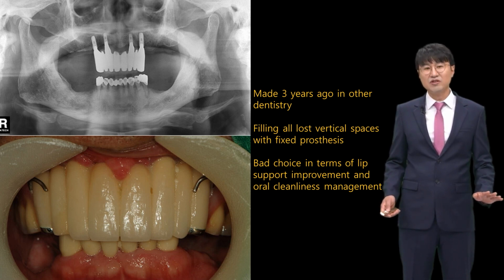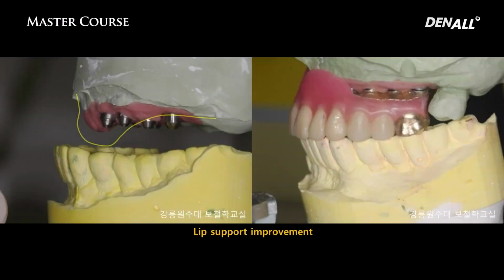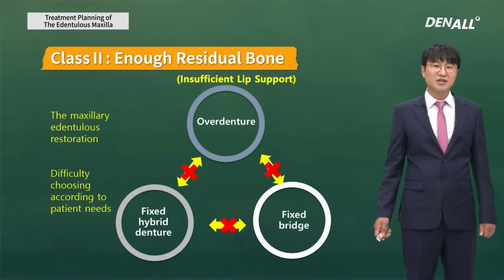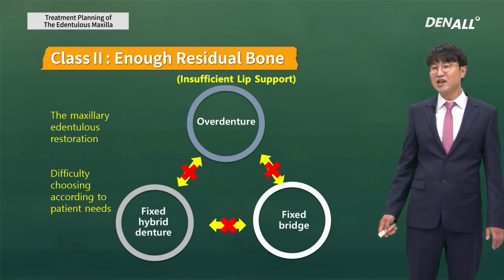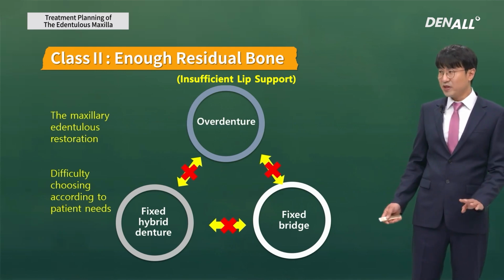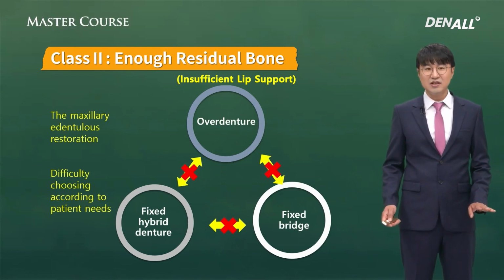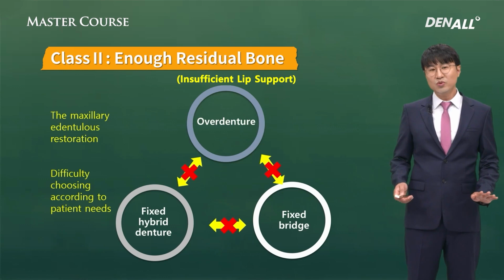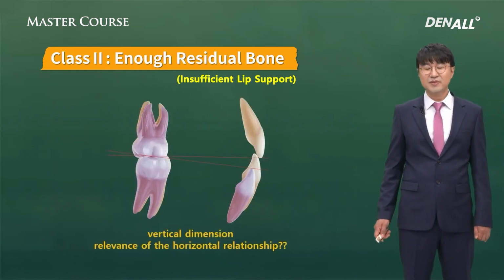So how do I restore in this case? I'm going to talk about that a bit later. If there's insufficient lip support, then a removable prosthesis can be of help. So at least on the maxillary side, what this figure means, I think you will understand: whether to go with an overdenture, a fixed hybrid denture, or a fixed bridge, deciding only based on patient requirement is not the way to go.